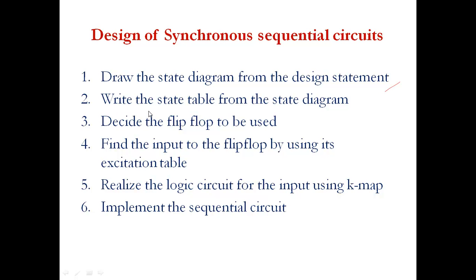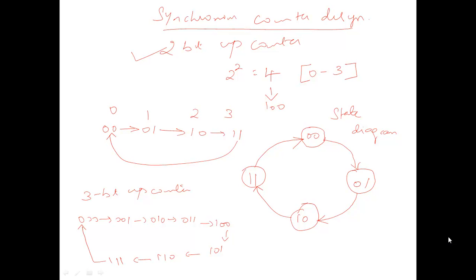The next step is to write the state table from the state diagram. There is a difference between a truth table and a state table. The state table will give you the present state and the next state. Then you have to decide the flip-flop to be used. Then you have to find the input to the flip-flop by using the excitation table. Realize the logic circuit for the inputs using K-map and implement the sequential circuit. So now we have completed the state diagram. The next step is to draw the state table, which we write only from the state diagram.